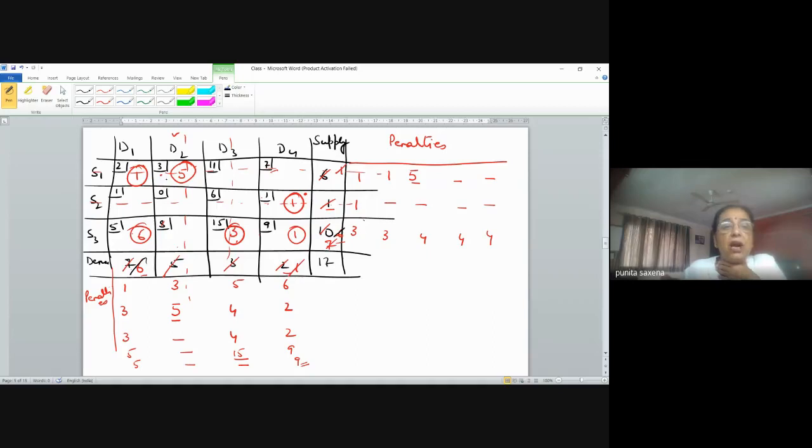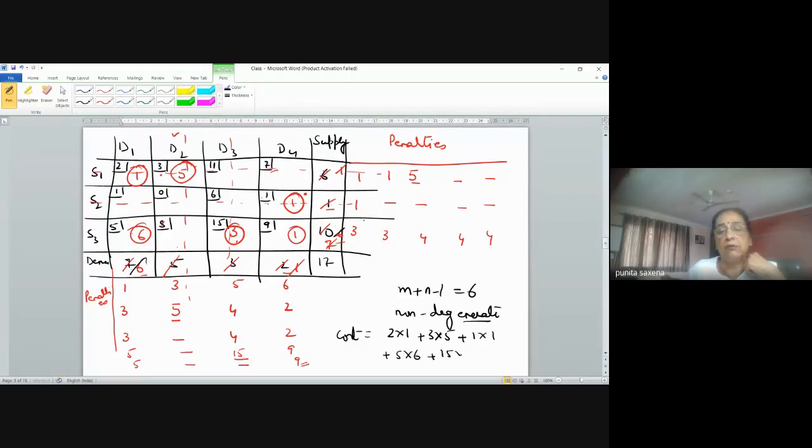Okay. Now see, how many allocations have we made? 1, 2, 3, 4, 5, 6. Is that right? So again, your m plus n minus 1 was 6. So your solution is non-degenerate, perfect for us. Okay. But what is the cost? Your cost is now 2 into 1 plus 3 into 5 plus 1 into 1 plus 5 into 6 plus 15 into 3 plus 9 into 1.